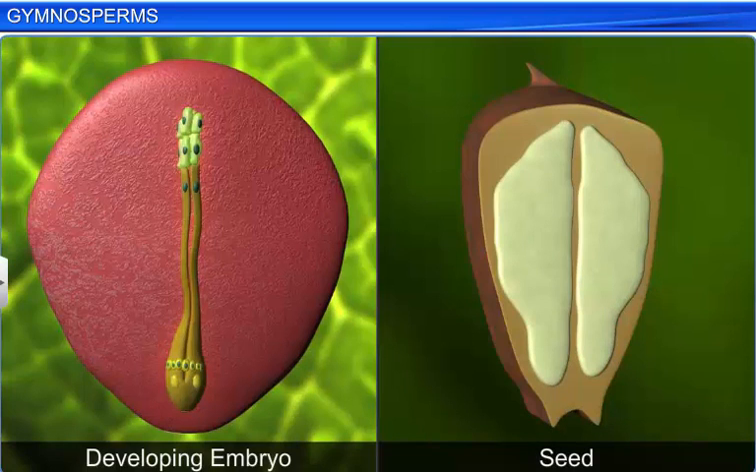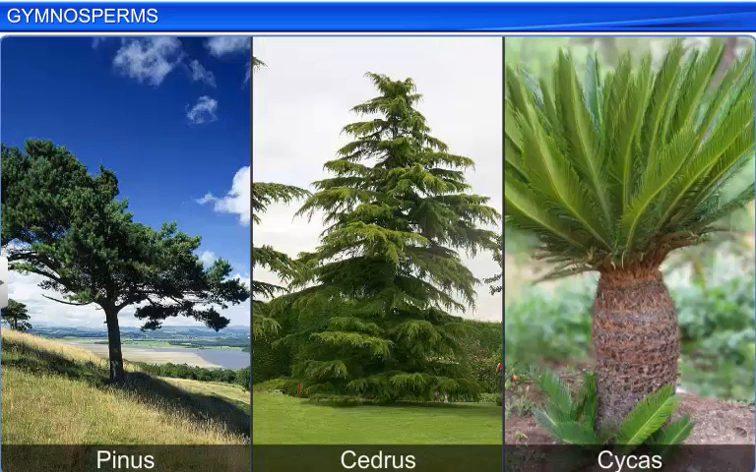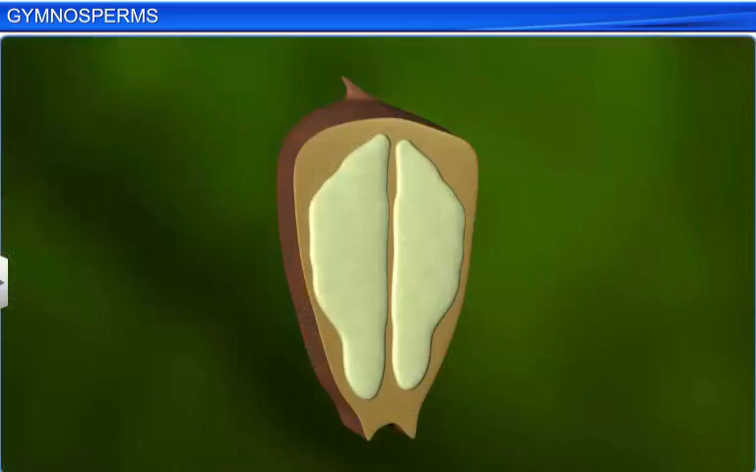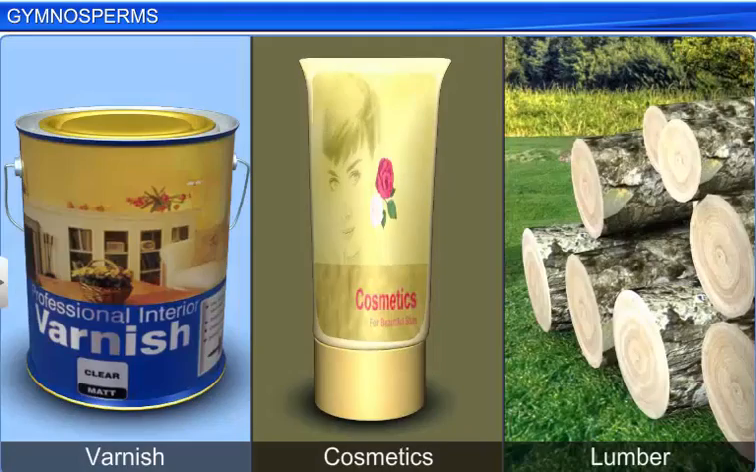Post-fertilization, the zygote develops into an embryo and the ovule into a seed. Interestingly, gymnosperms were the first plants to have a seed habit. Today, gymnosperms are widely used to make products such as varnish and cosmetics. They also provide us with lumber that's used to make furniture.